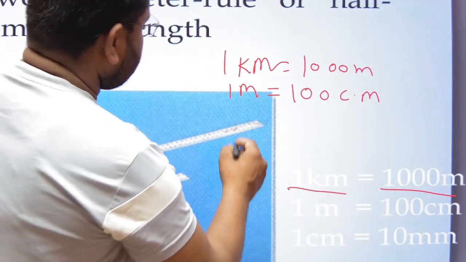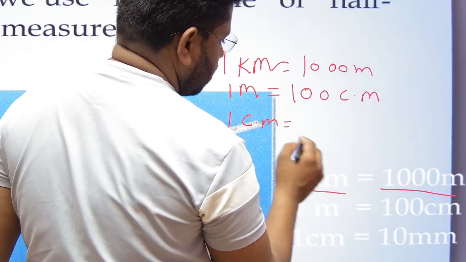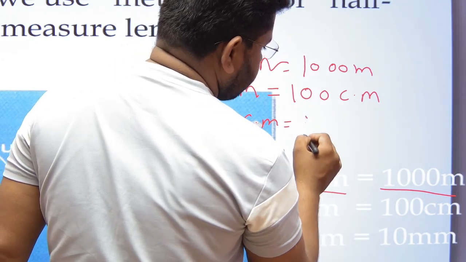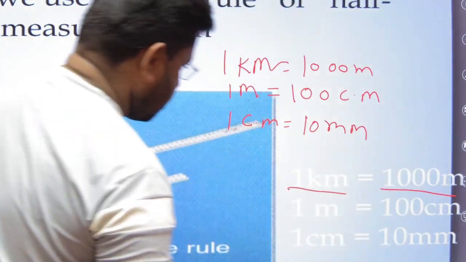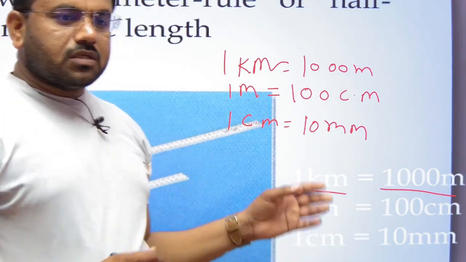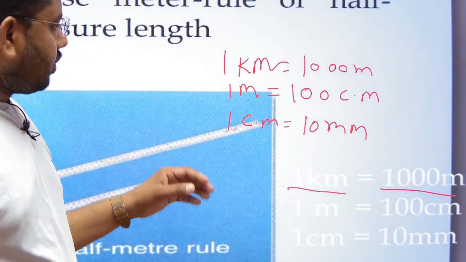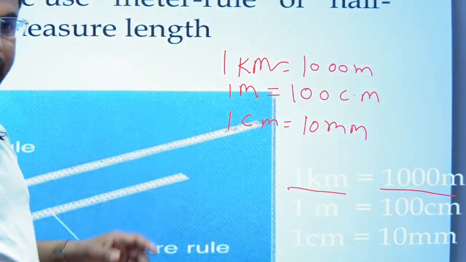And 1 centimeter is equal to 10 millimeter. We can check the ruler and we can see it. See here, 1 centimeter is equal to 10 millimeter. In this manner we have to use the length in our day to day life to measure it.